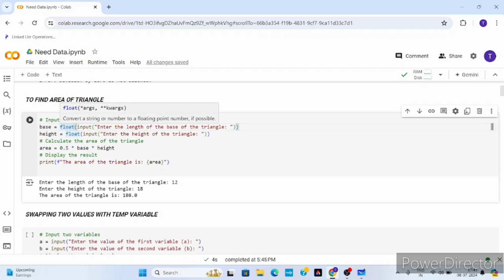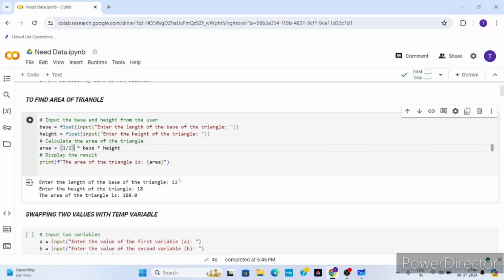Because not every triangle will have an integer height or integer base. So we are going to get the float type, and in this I am going to get the base and height, and I am just going to calculate area equal to 0.5 into base into height. This 1 by 2 I am just writing as 0.5. Else you can use 1 by 2 into base into height. Each provides the same result.